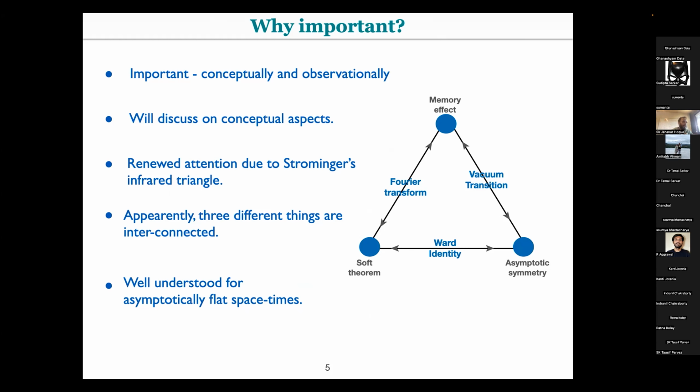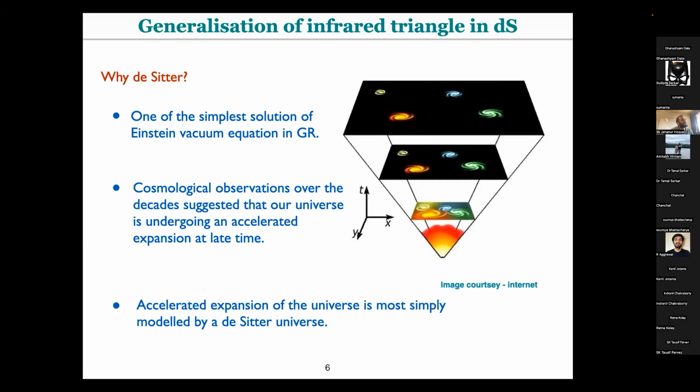These three apparently different things are the memory effect, as I described previously, and asymptotic symmetries, which you can think of as symmetries of the space-time in the far region from some source. If you have some gravitational event and you go to far infinity, then you ask what are the symmetries associated with this asymptotic field, and you will get asymptotic symmetries. All these corners are very well understood in the context of flat space-time. Now, if you ask what happens to this infrared triangle in de Sitter, the answer is we don't know several things.